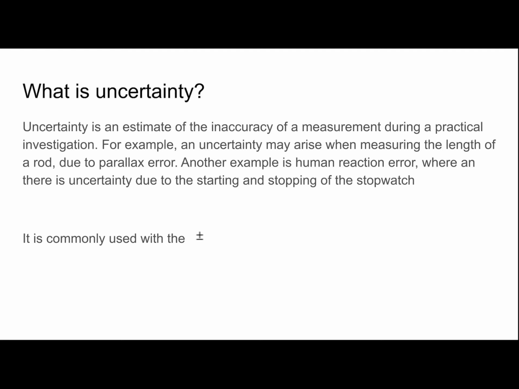So it could be a bit more than the specified value or a little bit less than the specified value, and that's the uncertainty. So it's commonly used with the plus or minus sign. The plus or minus means it could either be a little bit greater than the specified value or a little bit less than the specified value. So that's the plus or minus.